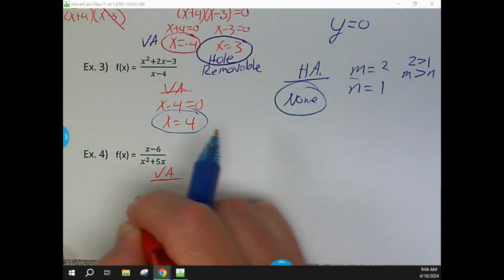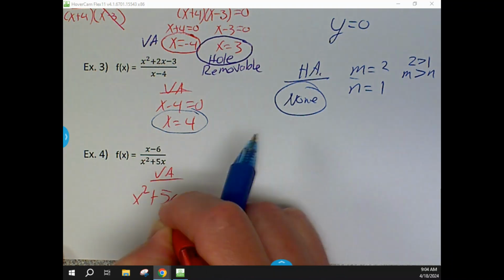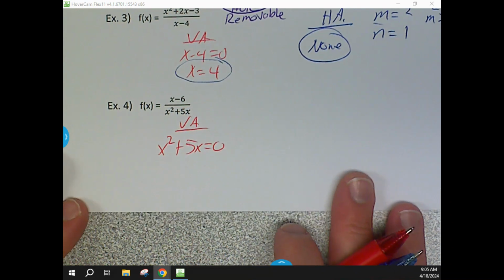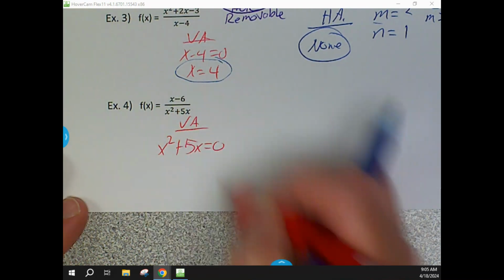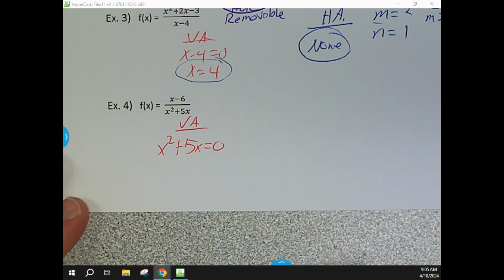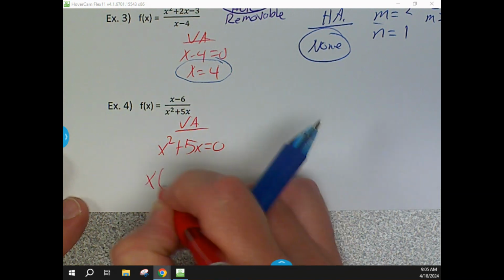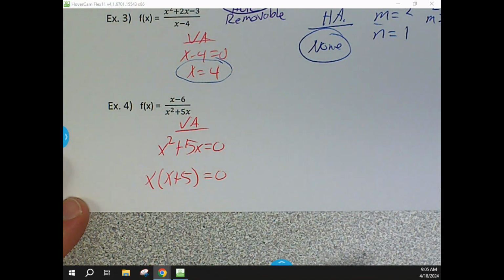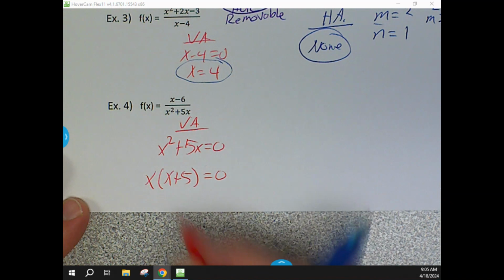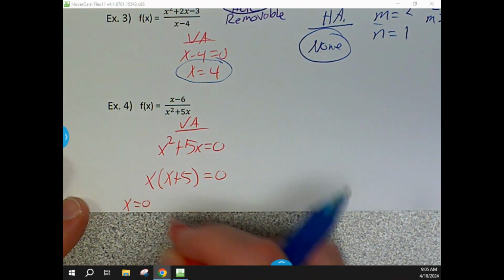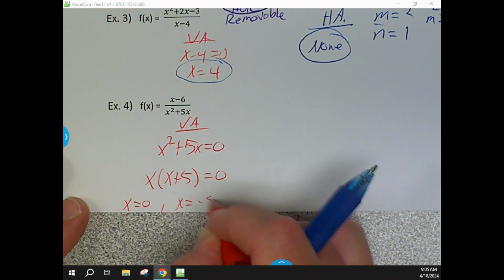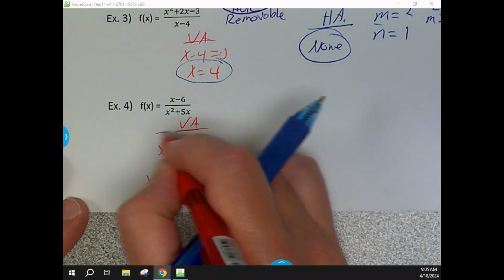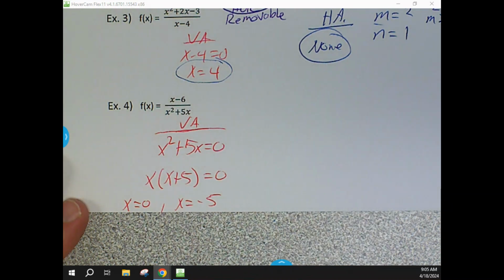Okay, vertical asymptote for number 5. We've got x squared plus 5x equals 0. A little different factoring on this one. They both have an x, so let's take the x out. It gives us x times x plus 5 equals 0. So actually we're going to get 2 in this case. We get 1 at x equals 0, and another at x equals -5. So this one's got 2 vertical asymptotes, which is okay. Sometimes that's going to happen.